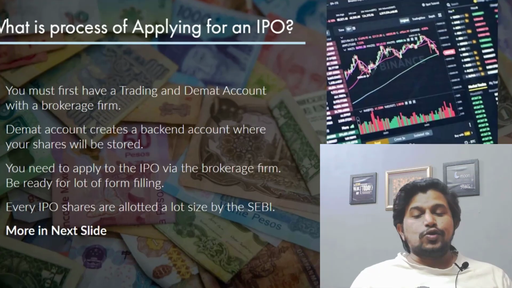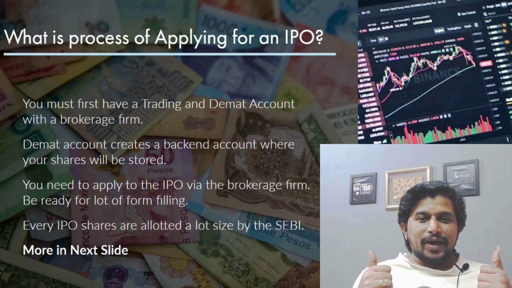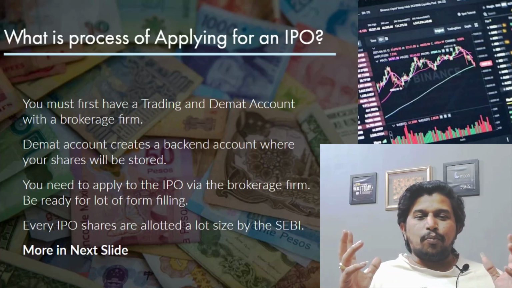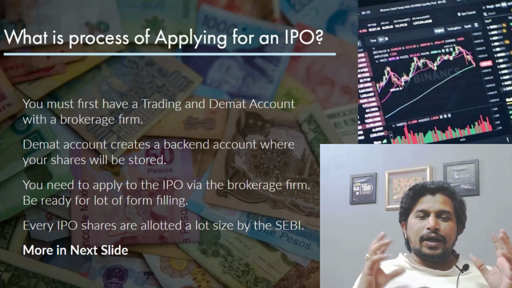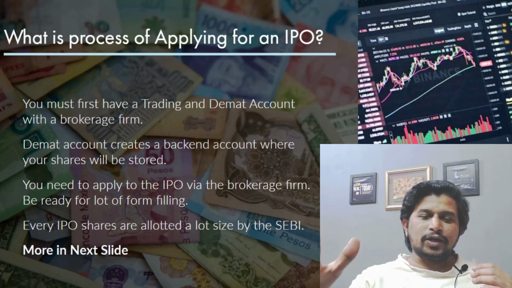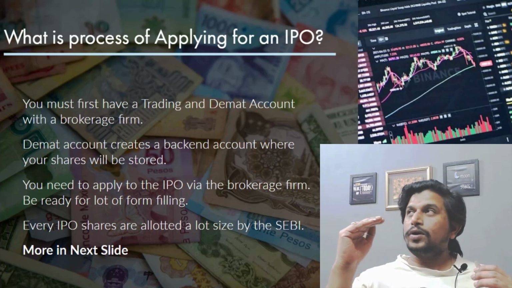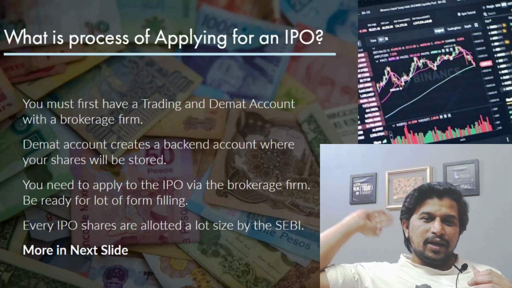demat account. So what is the process of applying for an IPO? You must first have a trading and a demat account. A trading account and demat account usually go hand in hand. Usually when you are opening an account with a brokerage, they will open the trading and demat accounts. However, the trading account is the front end where you will actually be buying from the secondary markets, and the demat account is like a back end where you will have all your shares stored.